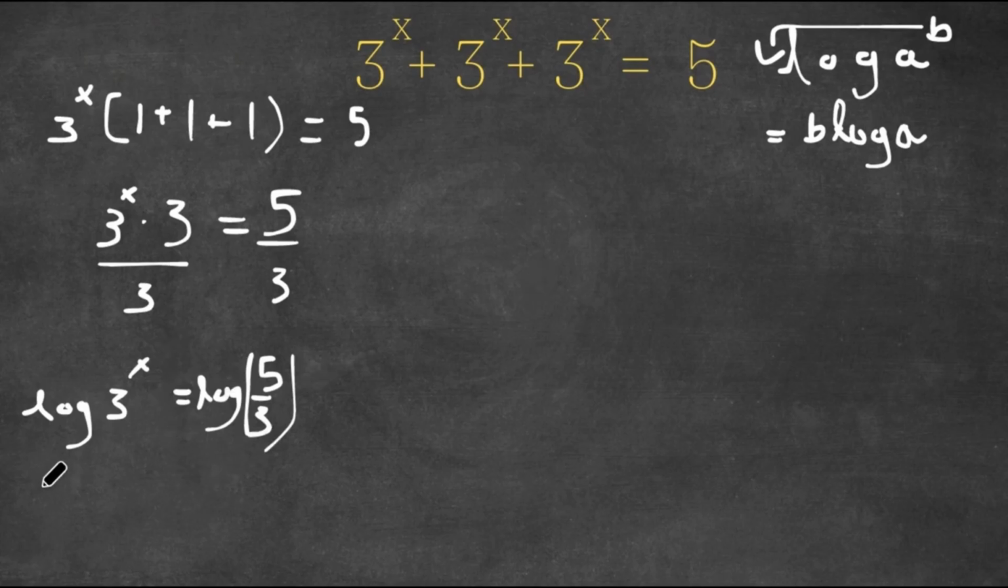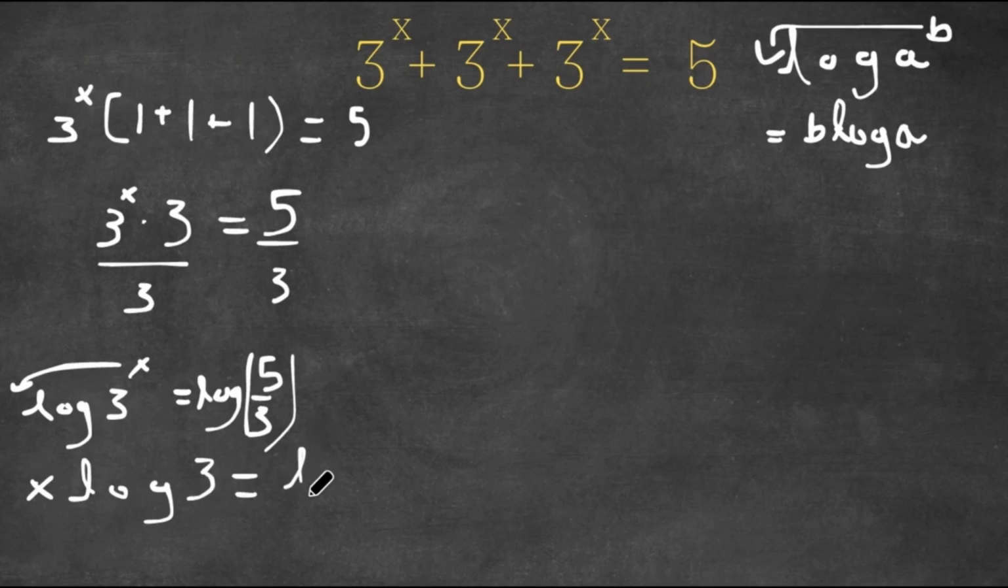So now we have, I'm actually going to move this x to the front. So now we have x times log 3 is equal to, now log of 5 over 3 is the same thing as log 5 minus log 3.